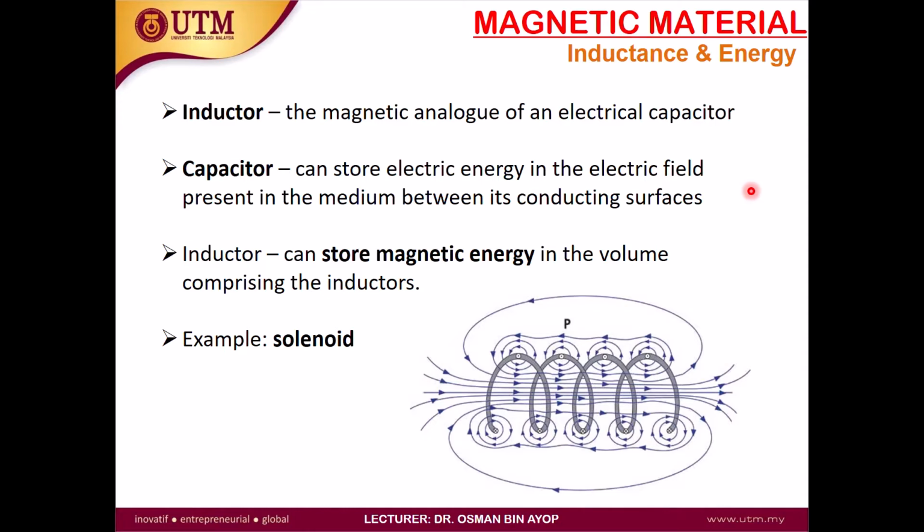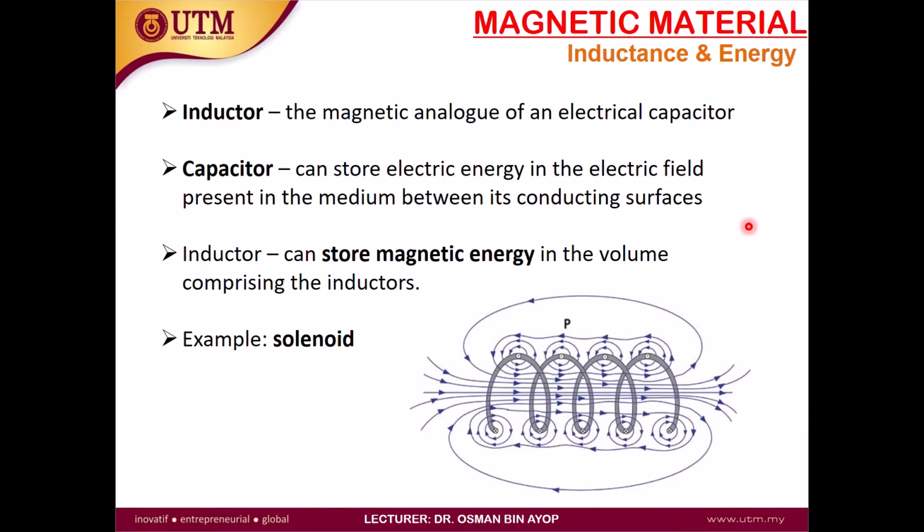Inductor is basically the magnetic analog of an electrical capacitor. A capacitor can store electrical energy in the electric field present in the medium between its conducting surfaces. This is what you have learned in chapter 6 and chapter 5. Because the capacitor is basically designed using two metal plates or two conductors separated with a dielectric, the capacitor has the ability to store electrical energy.